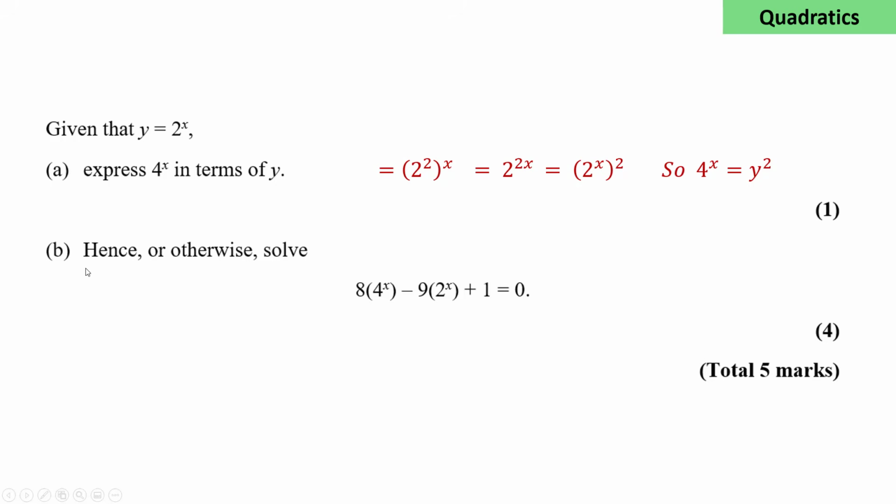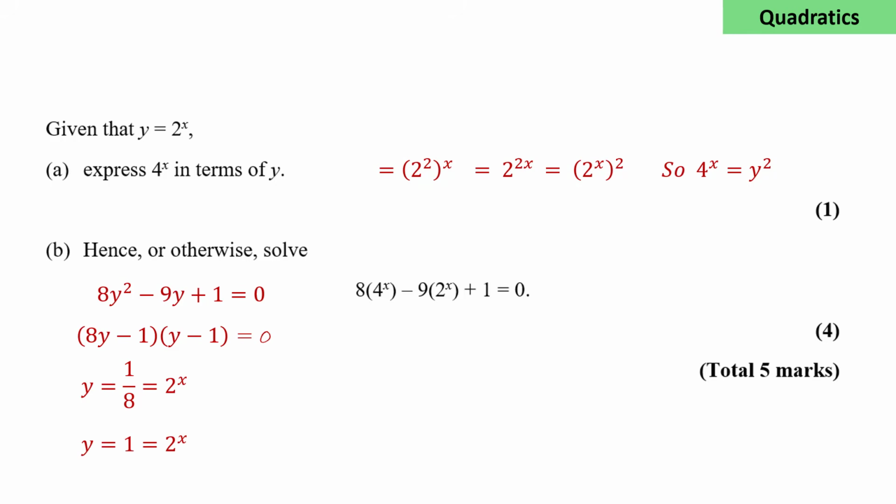We're asked, hence or otherwise, to solve this equation. So here we substitute y equals 2 to the x. This 4 to the x will be y squared, and 2 to the x will be y plus 1. We get a quadratic in y, which we can solve by factorisation. So we get y equals an eighth, which equals 2 to the x, and y equals 1, which equals 2 to the x. In the first case, x equals minus 3. In the second, x equals 0.